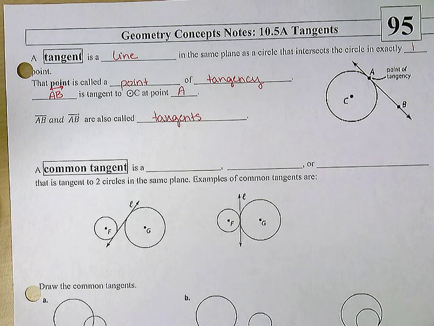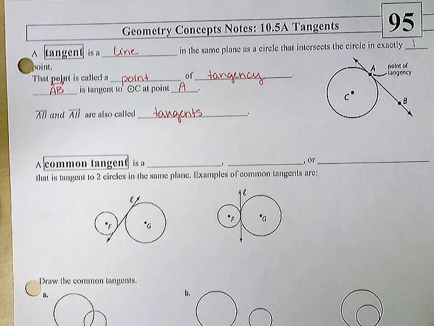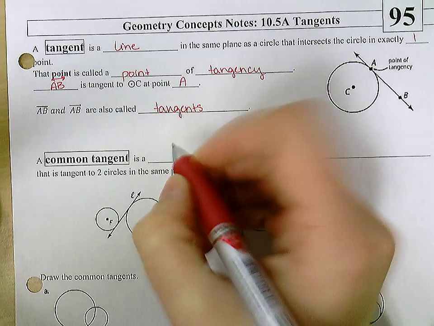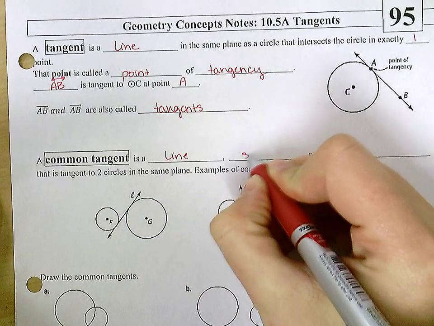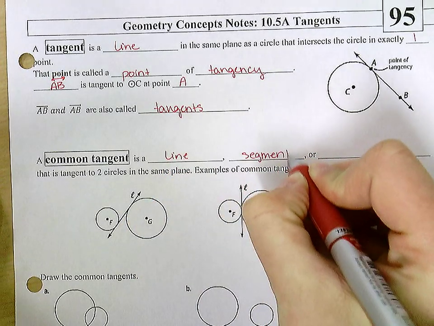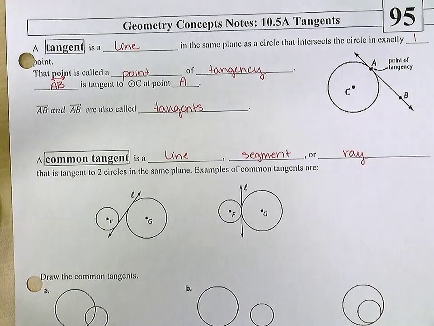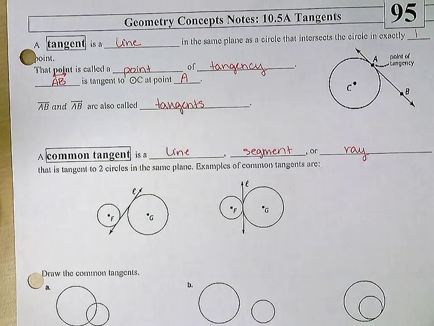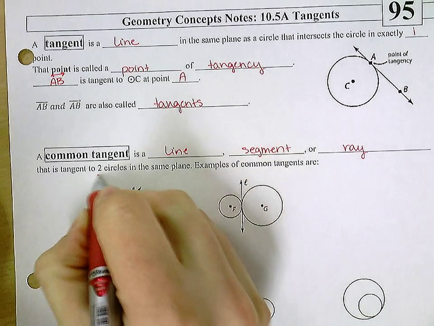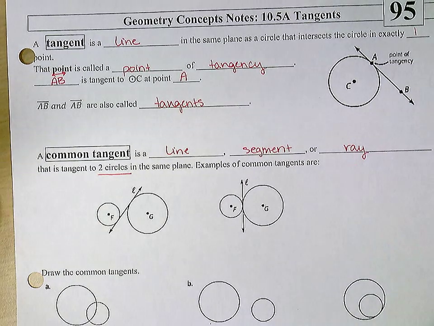So we do have common tangents. A common tangent is a line, segment, or ray that is tangent to two circles in the same plane. There are two examples below here of common tangents.